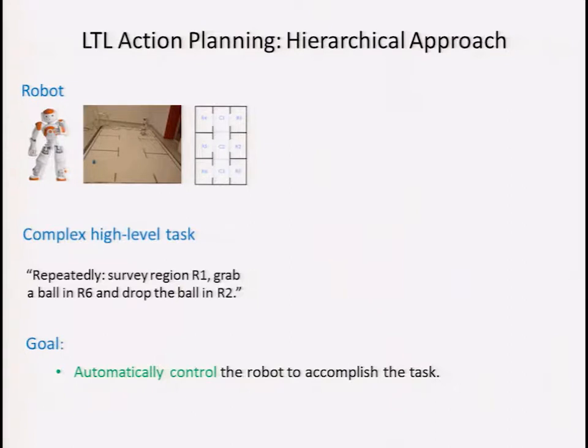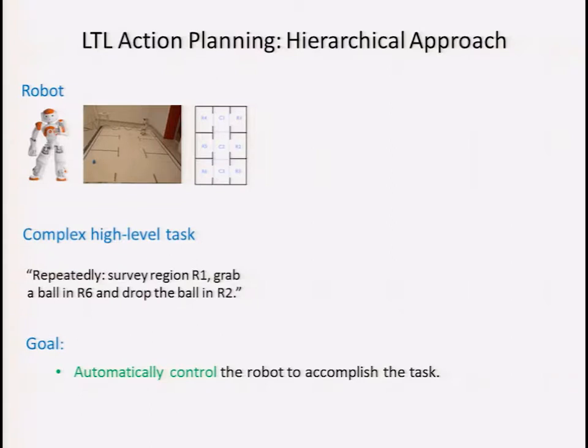We have a robot, and what we would like to do is to give it a complex high-level task, such as repeatedly survey some region, grab a ball somewhere, and then drop the ball somewhere else. And our goal would be to automatically control the robot to accomplish the task.